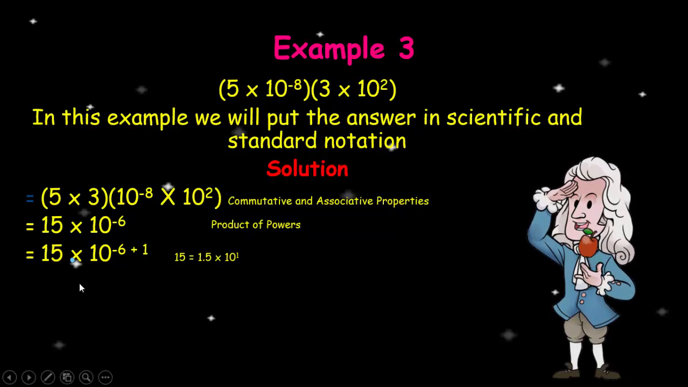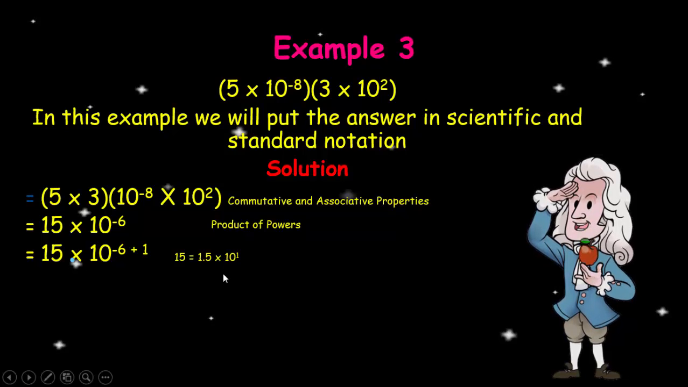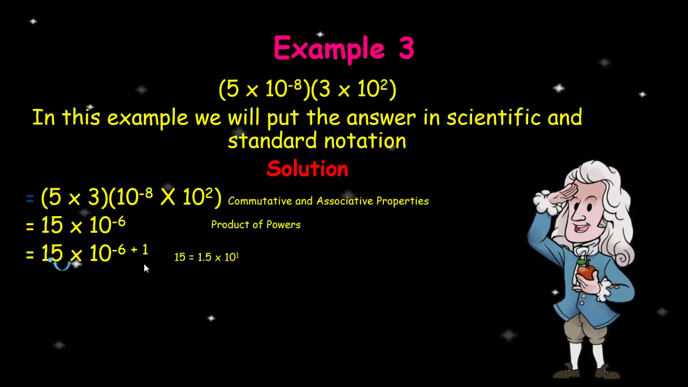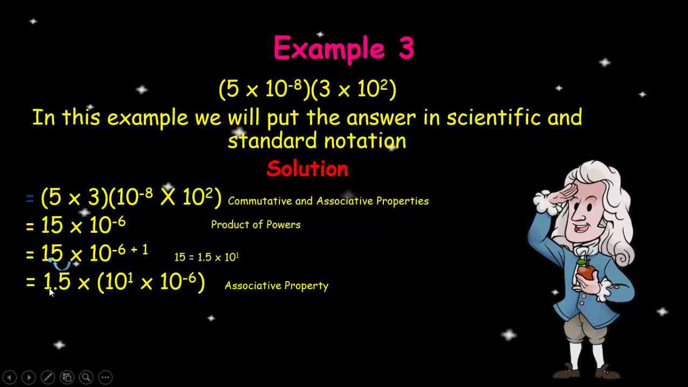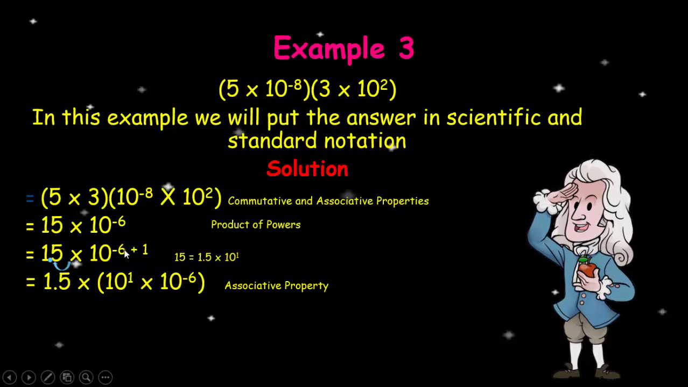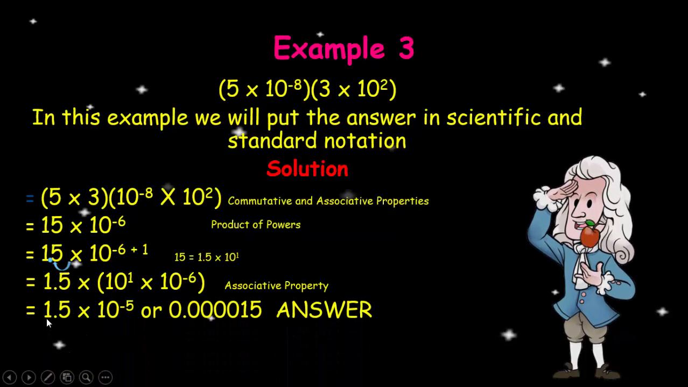But the issue comes up because we have 15 here, and this is not in proper scientific notation because 15 is greater than 10. So it turns out that 15 is equal to 1.5 times 10 to the 1st power. So that means we add 1 to the power, and we move our decimal place over, and we get 1.5 times 10 to the 1st power times 10 to the negative 6th power, and we end up with 1.5 times 10 to the negative fifth.